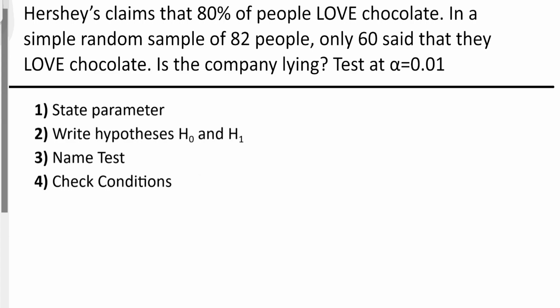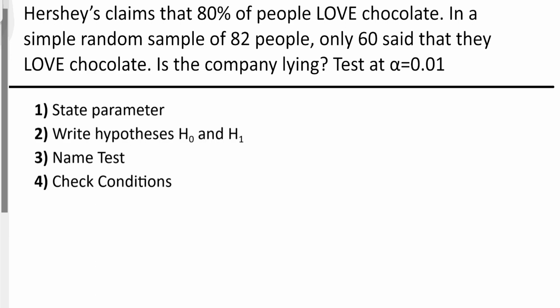So let's start with the first 4 steps of that. It says Hershey's claims that 80% of people love chocolate. That's their claim. In a simple random sample of 82 people, only 60 said that they love chocolate. That's less than 80%. We want to test that claim at an alpha level of 0.01. So it's important to note the alpha level. We want to start by stating the parameter, identifying our hypotheses, naming the test, and checking the conditions. Those are always your first things before you actually get into getting the numbers.